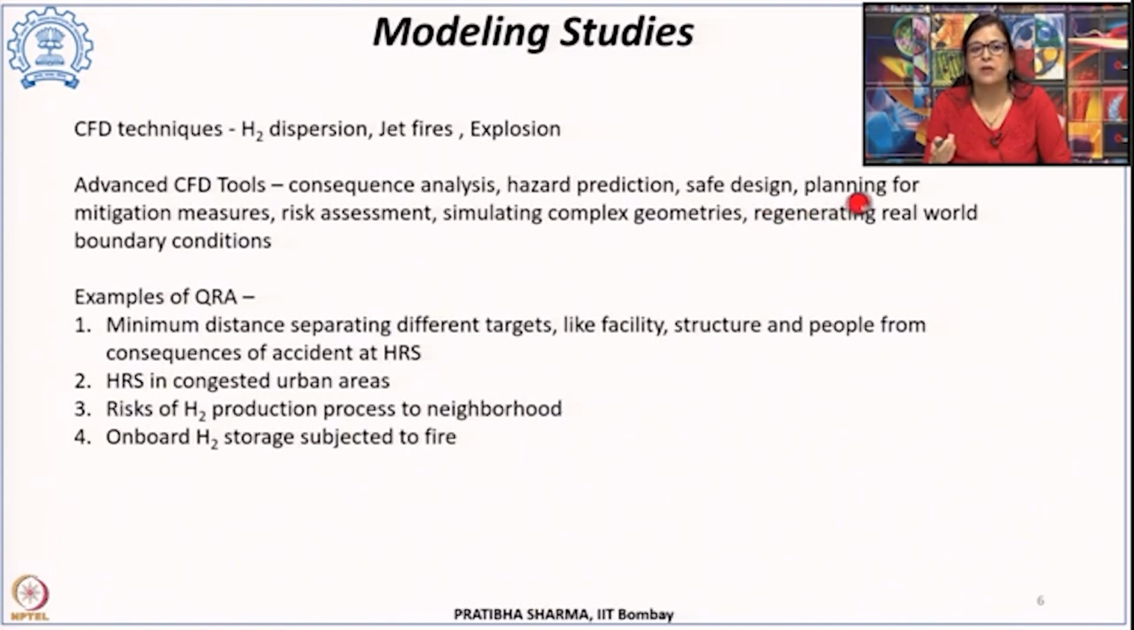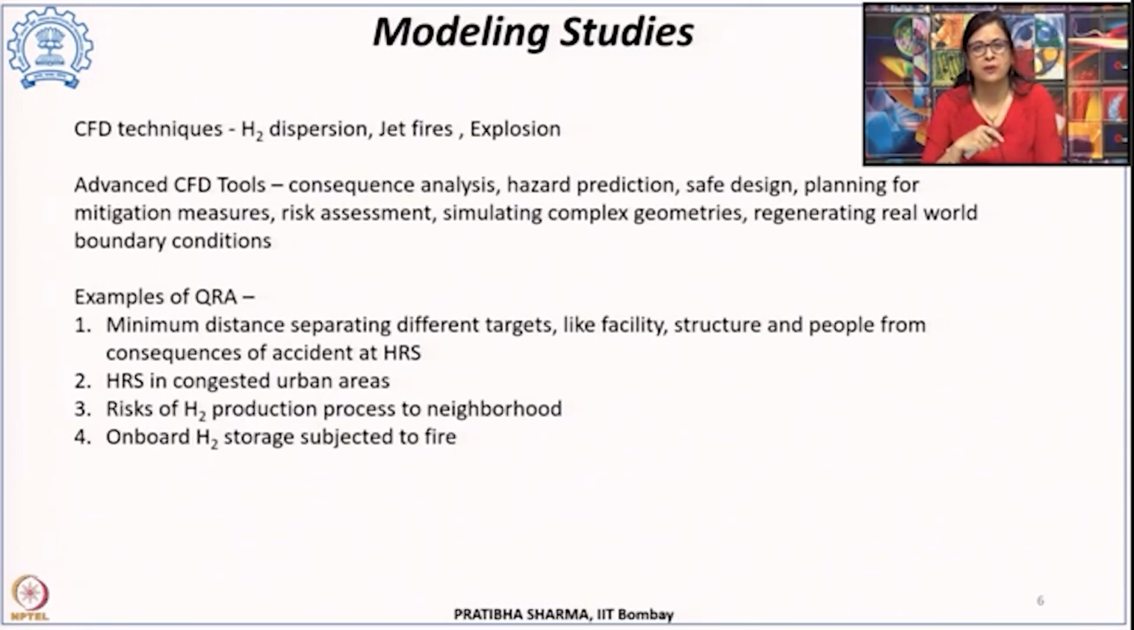It helps in planning to take mitigation measures, to understand what the risks associated could be, to do the risk assessment. Even with these advanced CFD tools, it is possible to simulate complex geometries which are very difficult to analyze as such. And with these tools we can regenerate the real world boundary conditions.